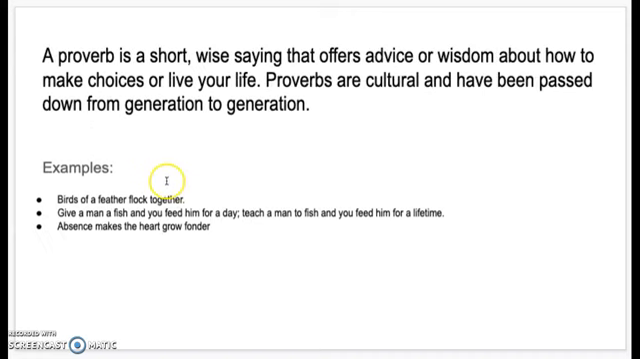The next figure of speech is a proverb, and we actually haven't talked about this this year. This is new. A proverb is a short, wise saying that offers advice or wisdom about how to make choices or live your life. Proverbs are cultural and have been passed down from generation to generation. Okay, so have you ever heard of birds of a feather flock together?